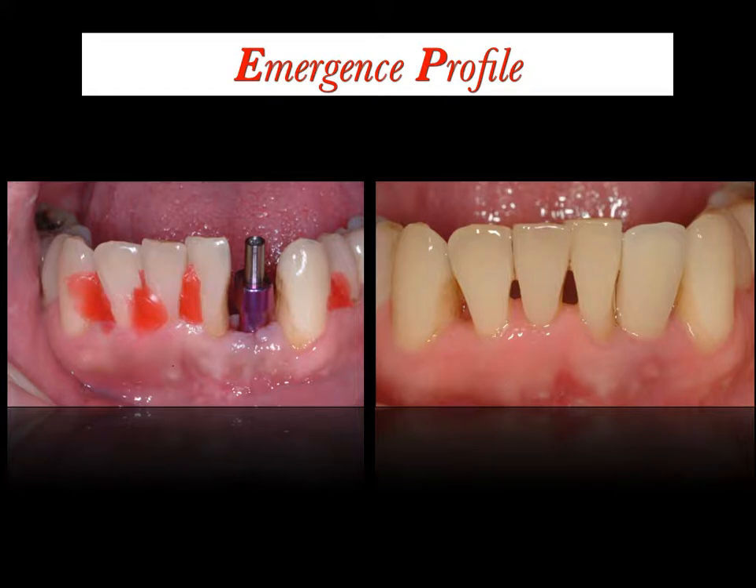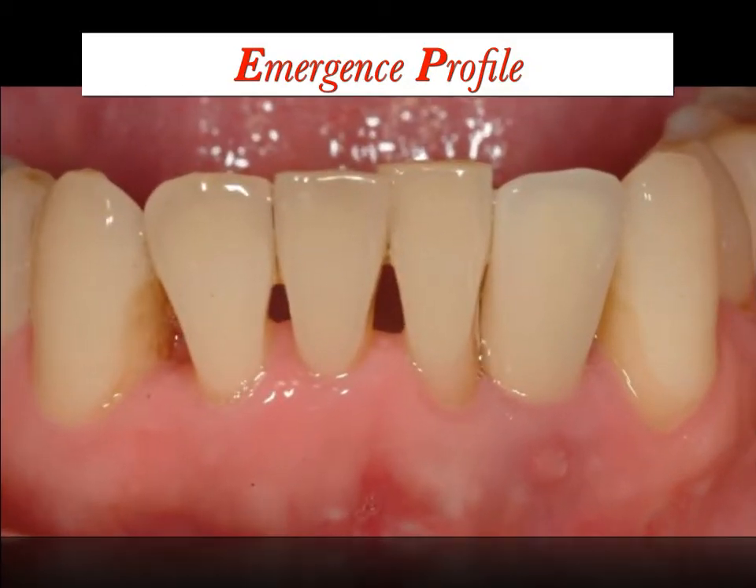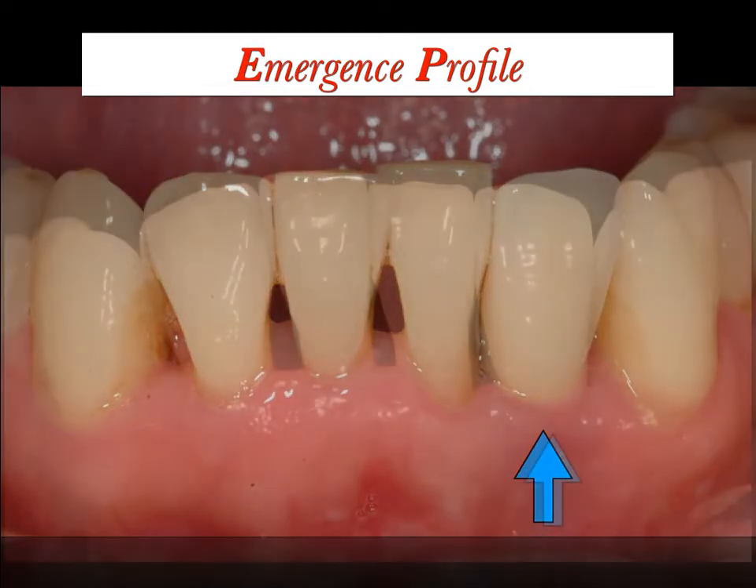From an emergence profile perspective, it is very difficult to emulate the natural tooth emergence profile with a small diameter conventional implant in a situation where gingival recession is present. When you have to add thickness of prosthetic material to an already bulky implant in the mandibular anterior area, mimicking a natural tooth with a dental implant can be extremely challenging.